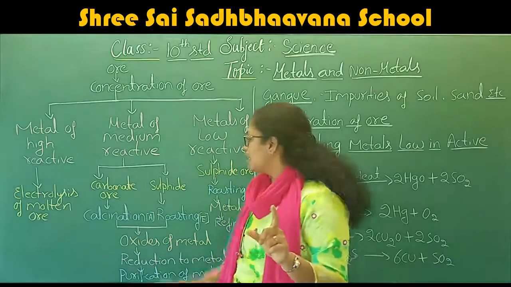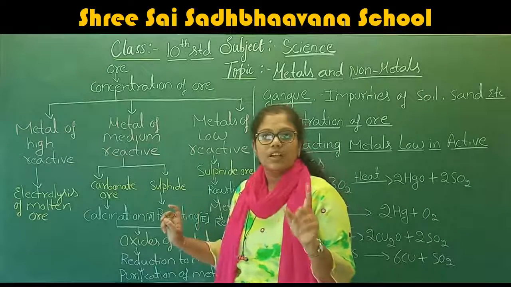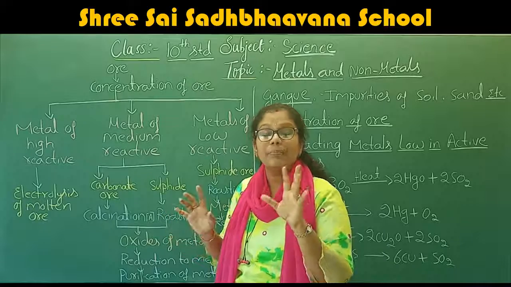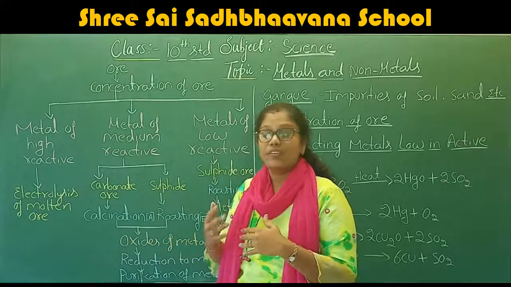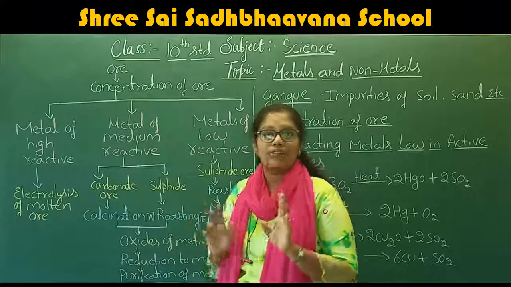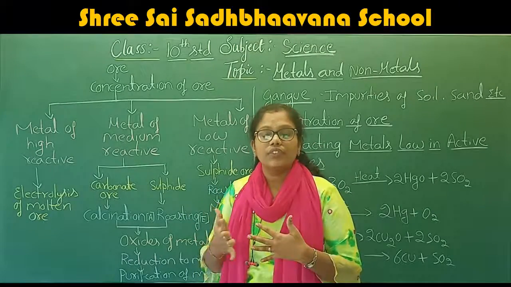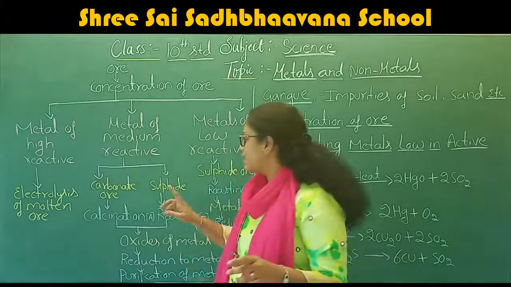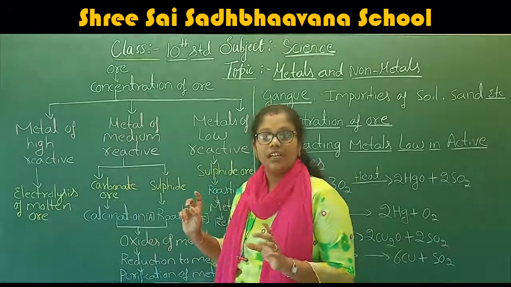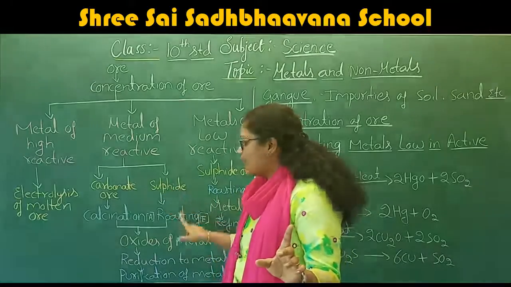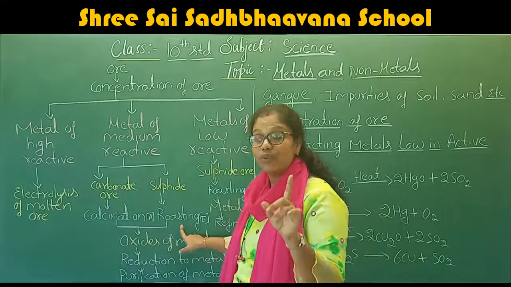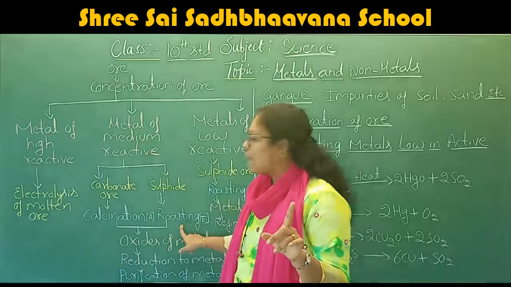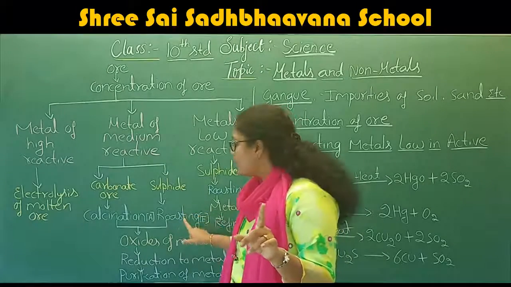After the calcination, the next is the roasting. What is roasting? The process of heating the ore in the presence of air, or we can also say an excess supply of air. That means a large amount of air is passed. This type of heating the ore we call roasting. Therefore, sulfide ore undergoes roasting. That means heating the ore in the excess presence of air, that we call roasting, and the sulfide ore undergoes the roasting.